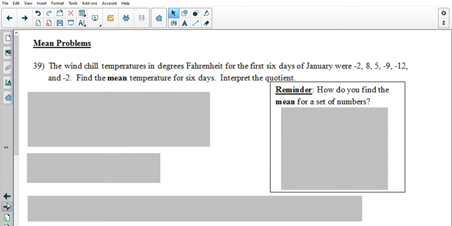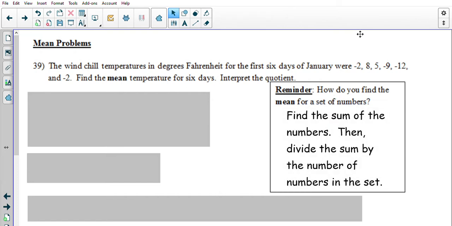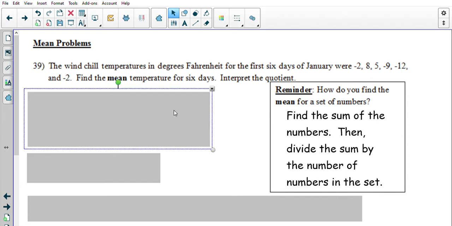So let's first remember how we find the mean for a set of numbers. Well, to find the mean for a set of numbers, you want to find the sum of the numbers. Then divide that sum by the number of numbers in the set. So let's start by figuring out the sum of the numbers.